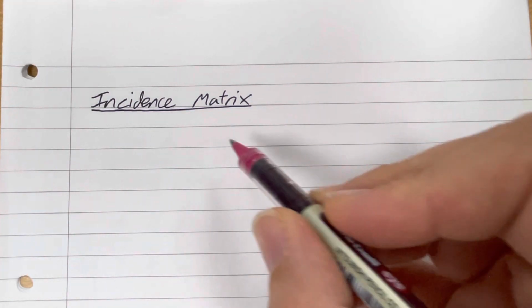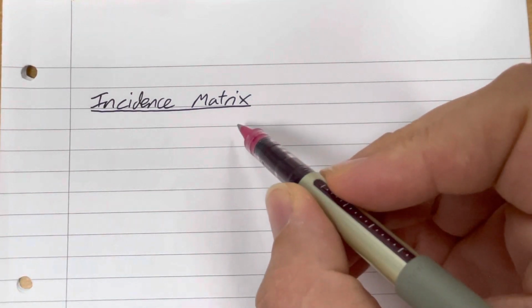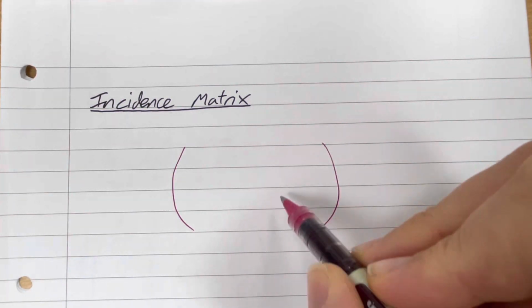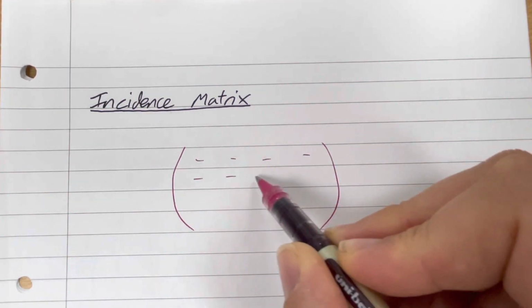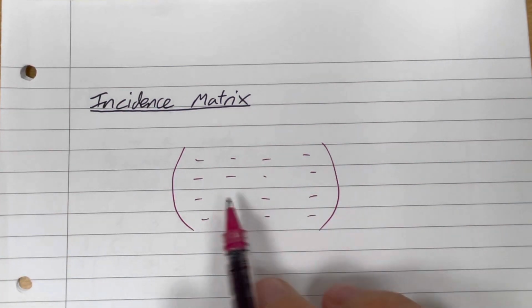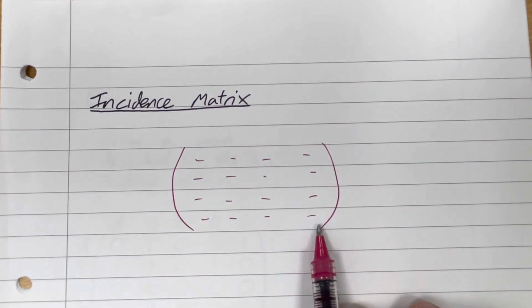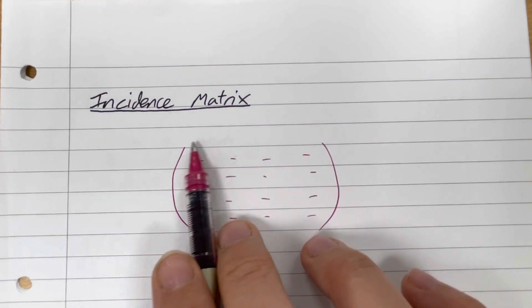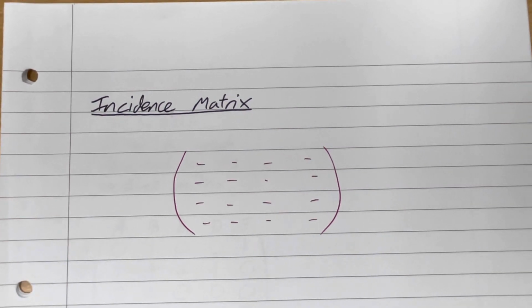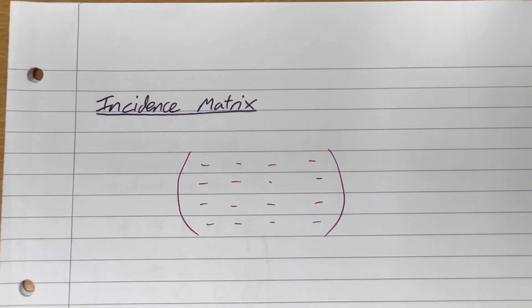Well, a matrix, you may or may not have studied it yet, but it's essentially an array of numbers. So it's a grid of numbers. And it tells us how many arcs are connected between any pair of nodes. So this incidence matrix would have 16 numbers in it, which would represent 4 nodes. And then it would tell us how many arcs are connected between each pair of nodes.